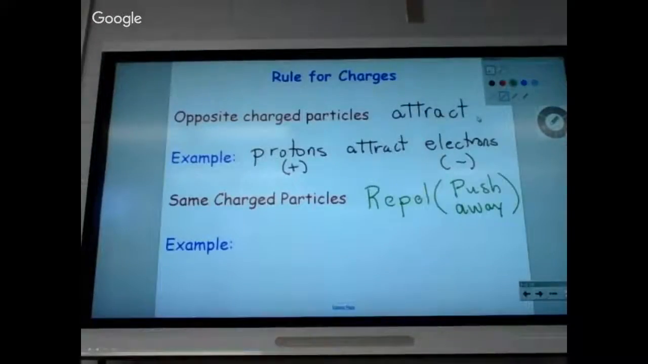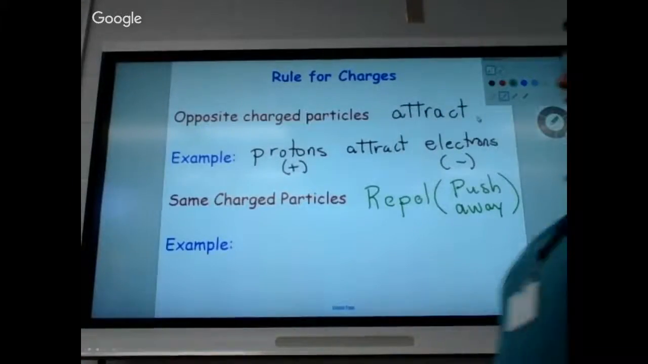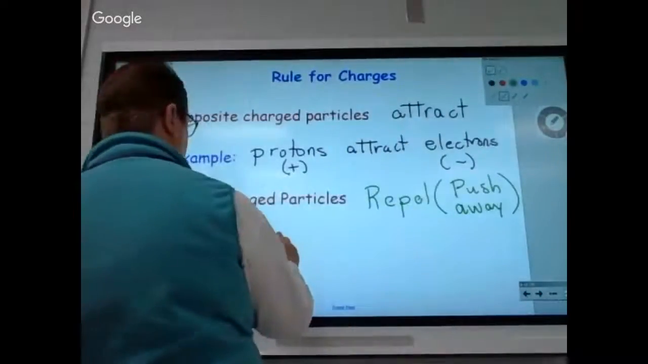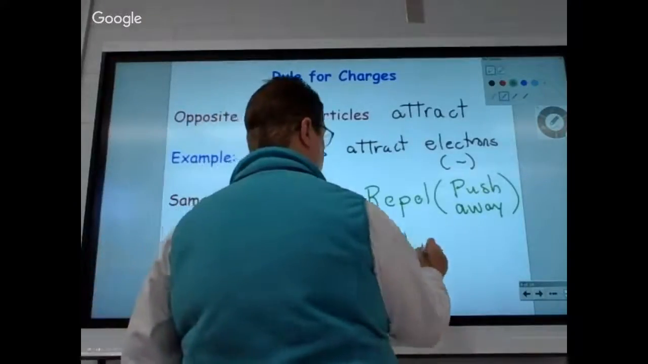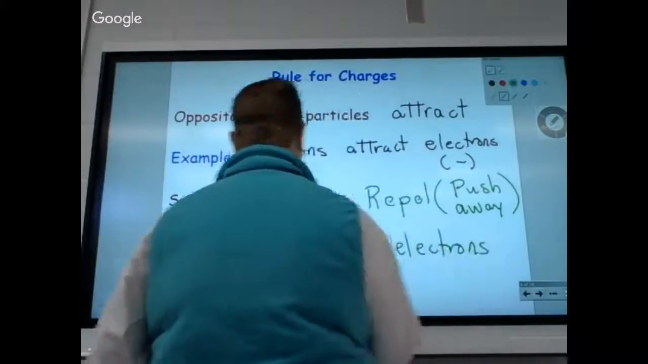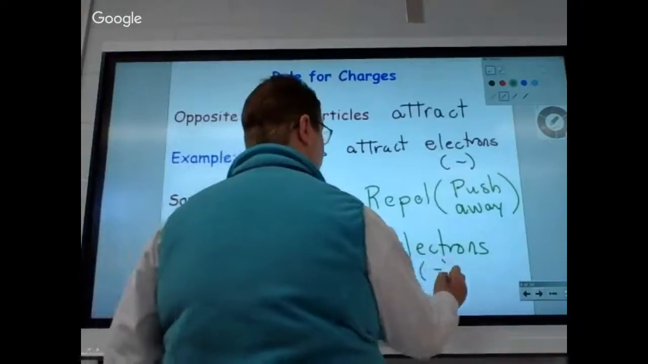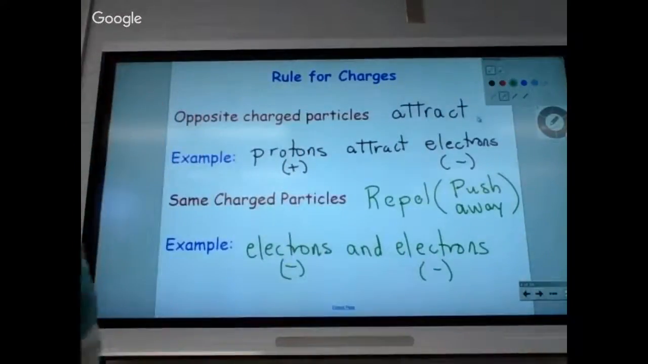Now, give me an example of some particles that repel. Electrons and electrons, because they're negative and they're negative. Now again, who can't be used as an example? Neutrons. Neutrons cannot be used because they're neutral. They don't attract. They don't repel. Does that make sense?